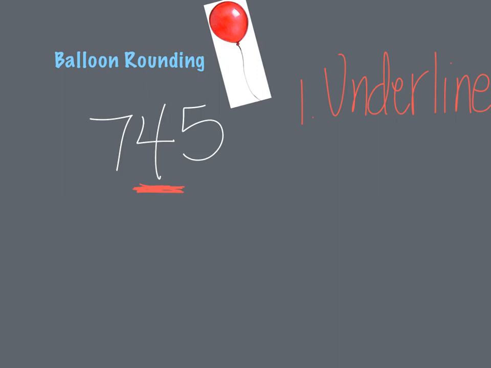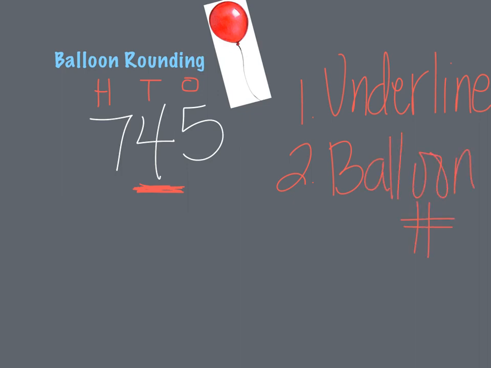And just to prove it, just for the sake of remembering and always practicing, I'm going to write O for ones, T for tens, and H for hundreds. And remember, students, I write, you write. So step one is underline. Step two would be balloon. Now your balloon number is always going to be the number behind your underlined number. So your balloon number for this number is the 5.